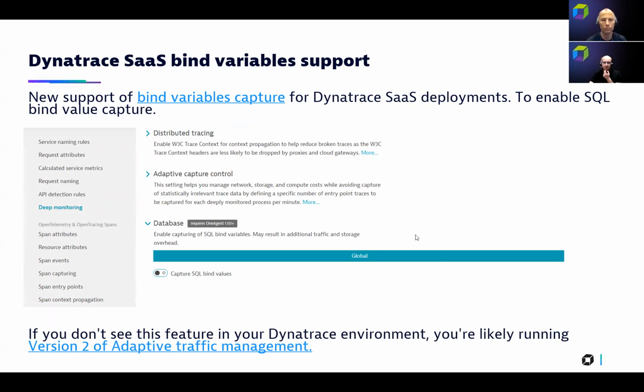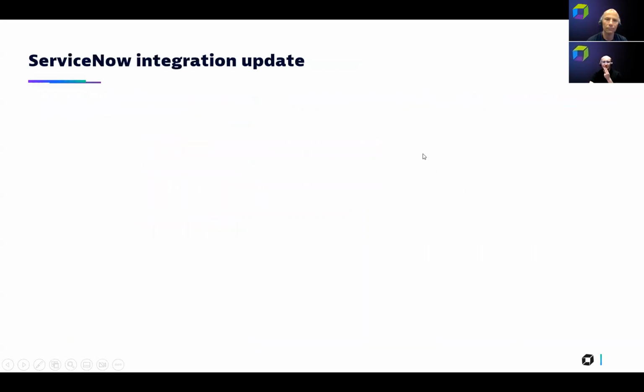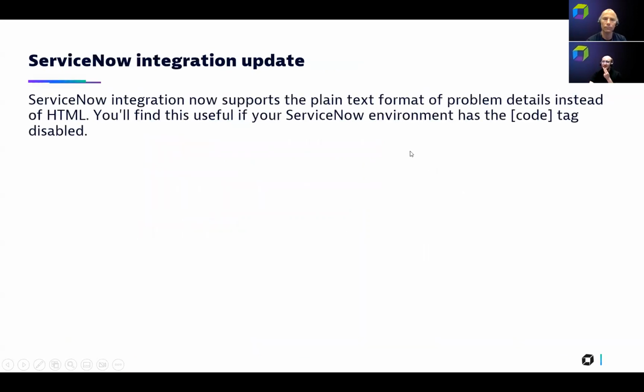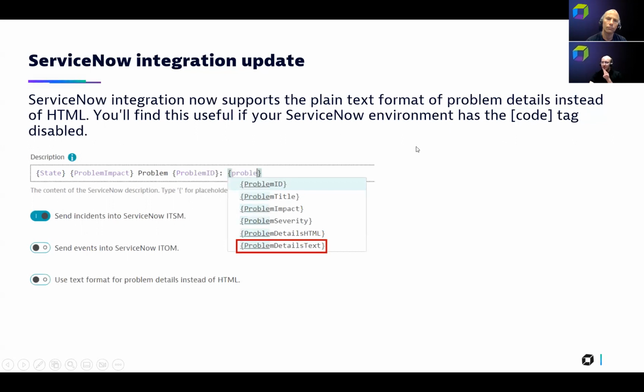I'm still checking in the meantime. Sorry, there are still some updates from the next version, 266, of course. We also have the ServiceNow integration update. We have a new plain text format of problem details instead of HTML. This is important for you if your ServiceNow environment has the code tag disabled. This is the example. You can set the placeholder in your ServiceNow integration.